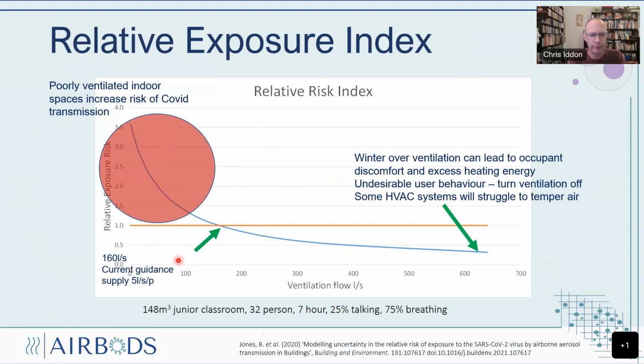So you can see here, by adding the first 100 litres per second of ventilation, we get a reduction from about 3.5 down to maybe about 1.3 of our relative exposure index. To add another 100 litres per second of ventilation into the space only reduces it from about 1.3 down to about 0.8. So you can see for every additional 100 litres per second of air into the space, we get a reduced impact on the relative exposure index. And that has consequences, because overventilation in winter can lead to occupant discomfort and excess heating energy, maybe even undesirable user behaviour.